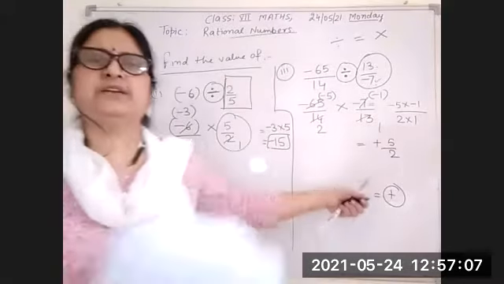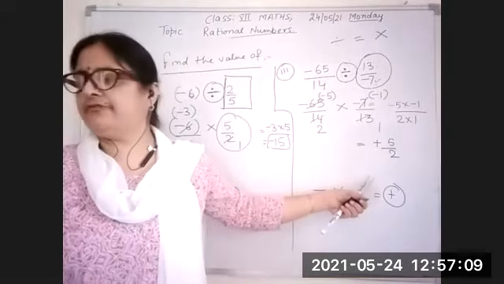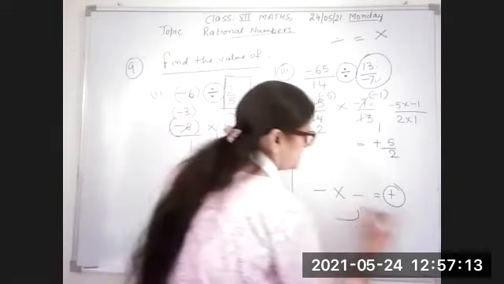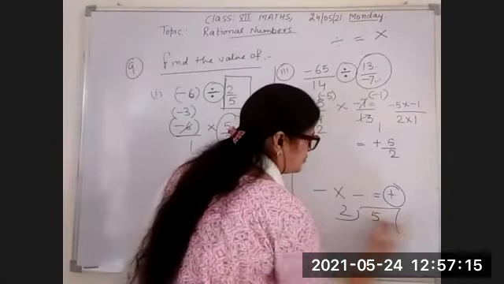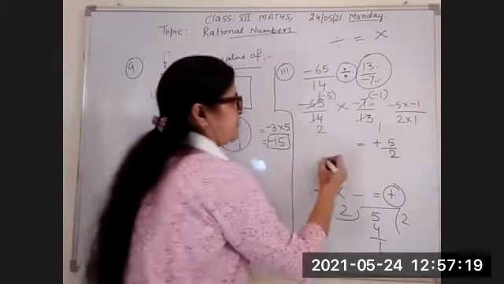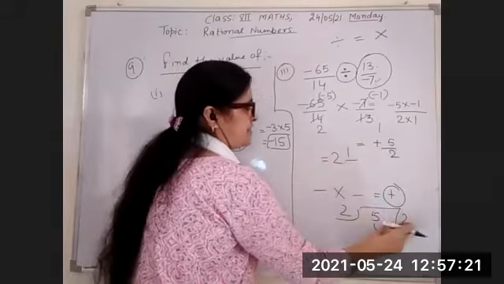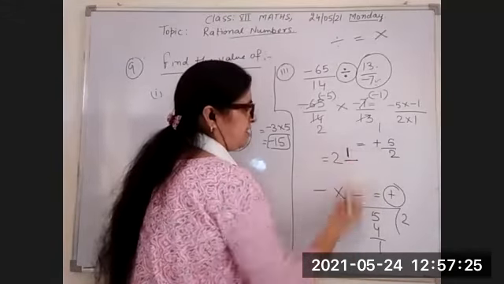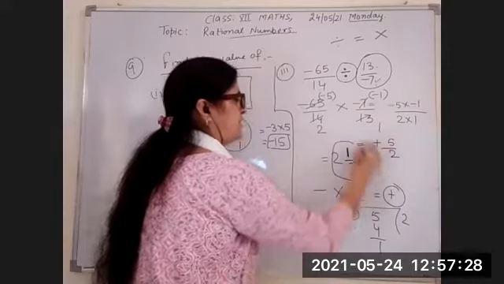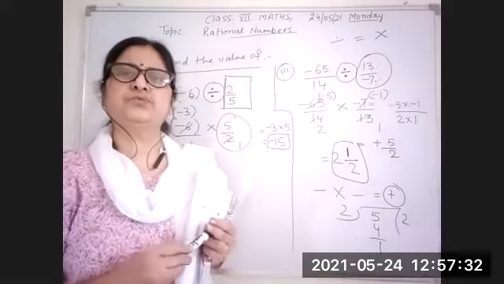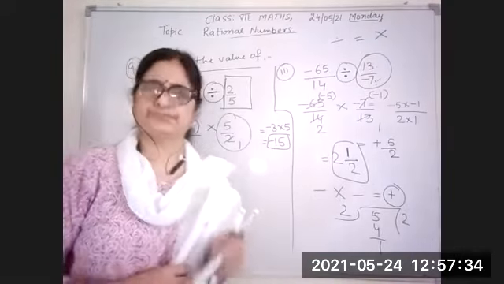You can convert 5 upon 2 into a mixed fraction also. You can change it into a mixed fraction. 2 twos are 4. Subtract 4 from 5, and first you write down the quotient, then you write down the remainder, then you write the divisor. So the answer is 2 and 1 upon 2.